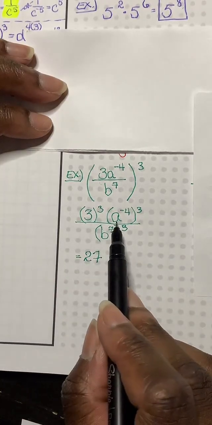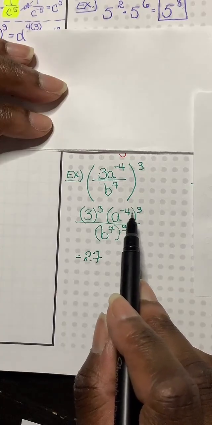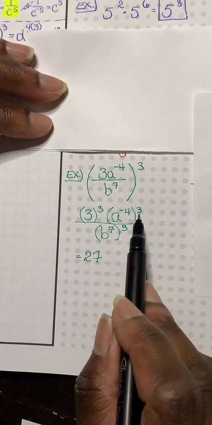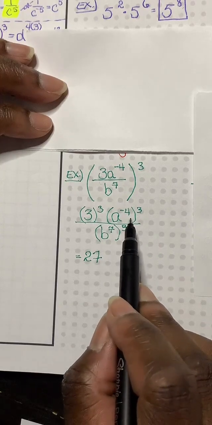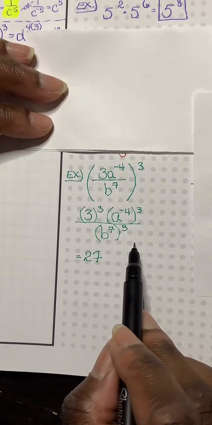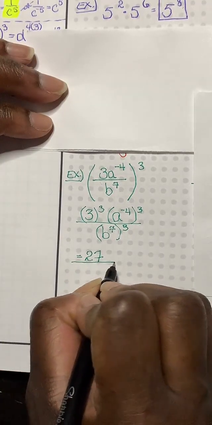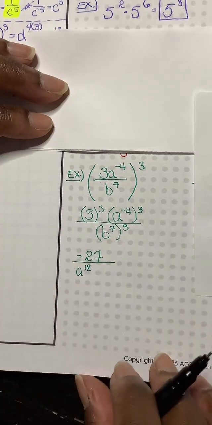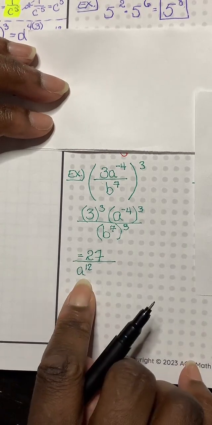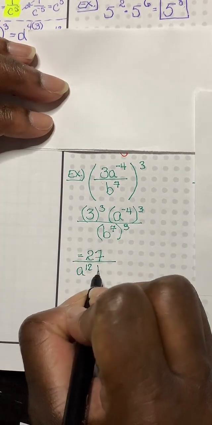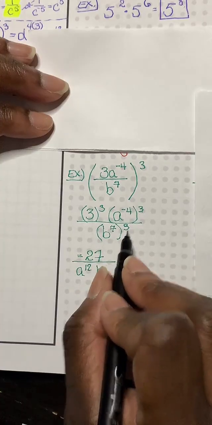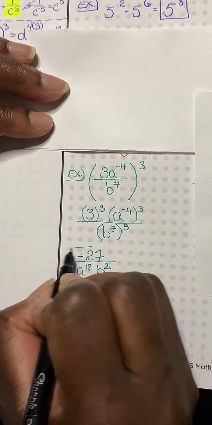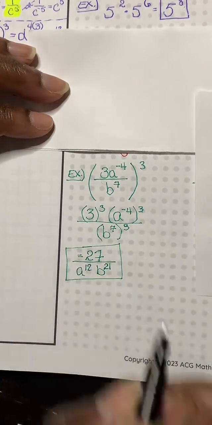And then if I multiply my exponents here, I'm going to get a -12. But I can't have a negative in my answer. My answers have to be positive. So that means this bad boy needs to drop down into the denominator. So my a to the 12th will be down in the denominator. Then we have b, 7 times 3 gives me 21. All right, and this is my answer.